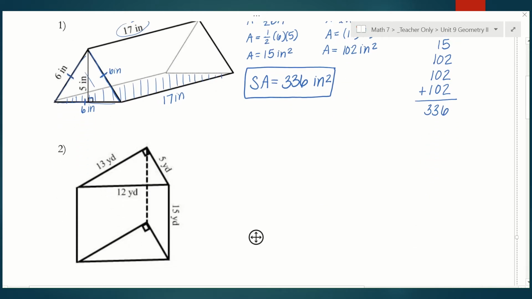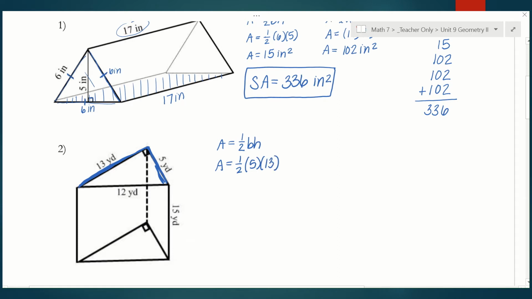So here's another triangular prism. You can see it has 2 triangles as its base, and then there's 3 rectangles around the sides. So let's start with the triangle. So formula for a triangle is 1/2 base times height. So I need to pick out what is the base and what is the height. So again, look for the right angle. The 2 sides that make the right angle are your base and height. So there's the 2 sides that make the right angle. So we're going to use 5 and 13 for our base and height.